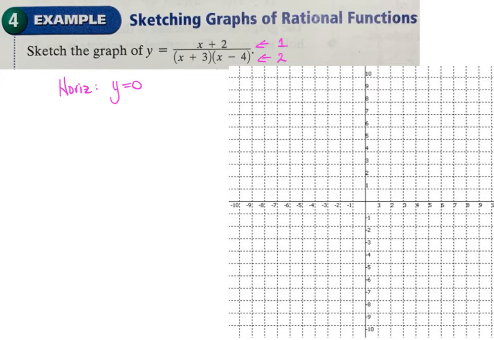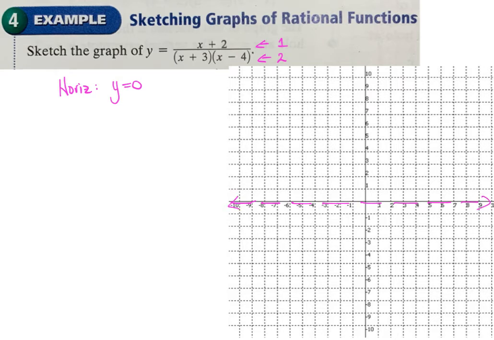So if I were to sketch that horizontal, it's actually where? Where is y equals 0? Right here, yeah. So I have a horizontal. I'm drawing it a little bit below so you can actually see it. There we go. There's my horizontal.